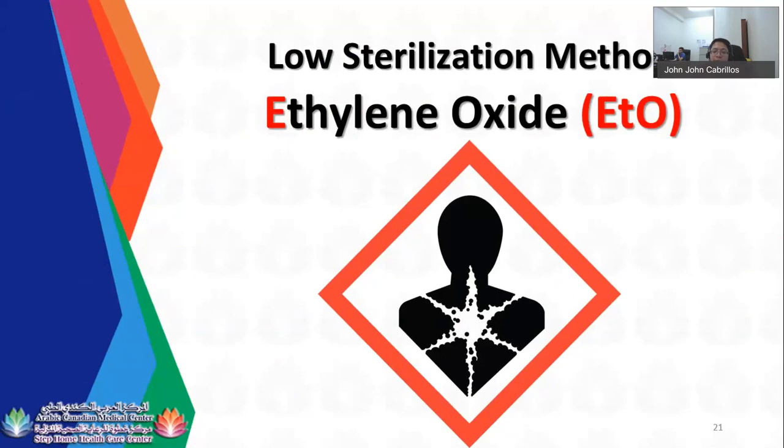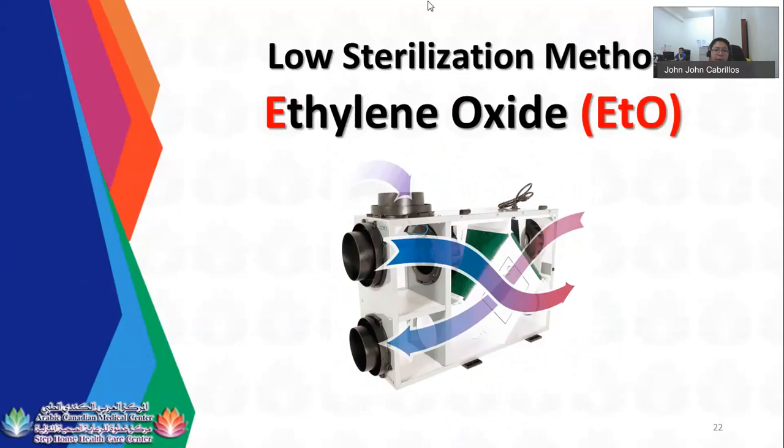So as you can remember in our previous lecture, all departments are positive pressure, positive air pressure. So your decontamination is negative air pressure.